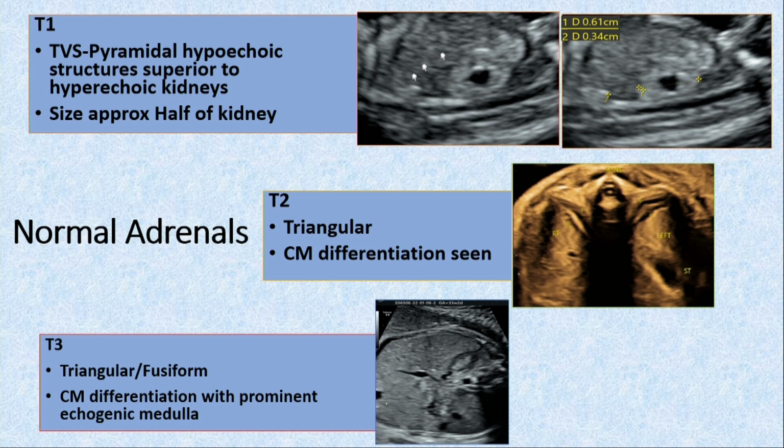Normal adrenals are not a part of this, but when you get ambiguous genitalia, we have to look for the adrenals also. In the first trimester, the adrenals look like a hypoechoic triangular area, which is almost half the size of the kidneys. In the second trimester, again they are areas with corticomedullary differentiation, and in the third trimester, a typical spindle shape with the CM differentiation.